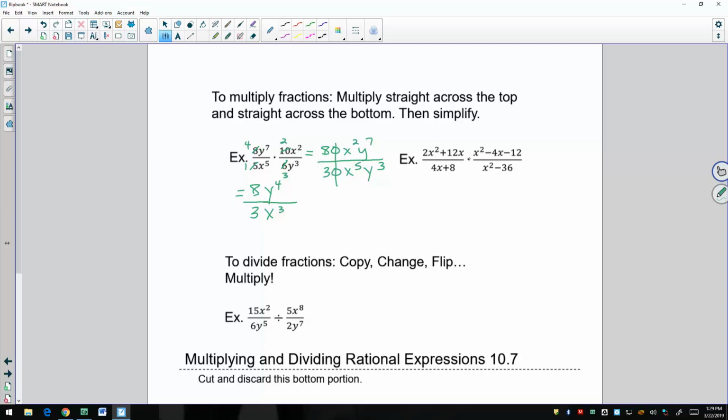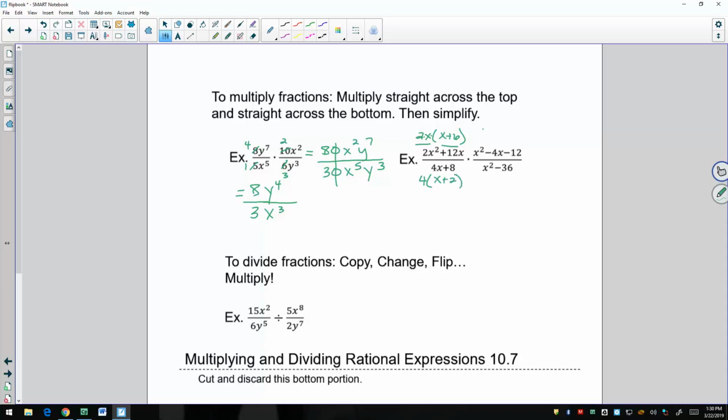In the second example, I'm actually going to factor first, because if I tried to multiply straight across, it's going to get really, really ugly. Whenever you have x's involved that are separated by addition or subtraction, you're going to want to try to factor first. So in the top left, you're going to want to pull out a GCF of 2x, and you're left with x plus 6. So my factors are 2, x, and x plus 6, so there are actually 3 factors here. On the bottom, I can pull out a GCF of 4, and I'm left with x plus 2.